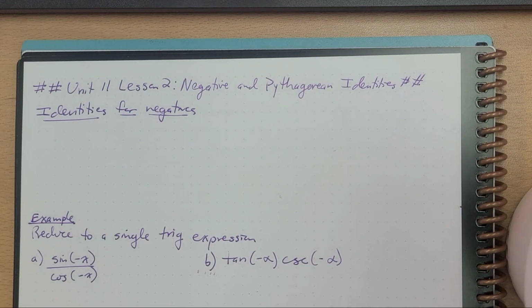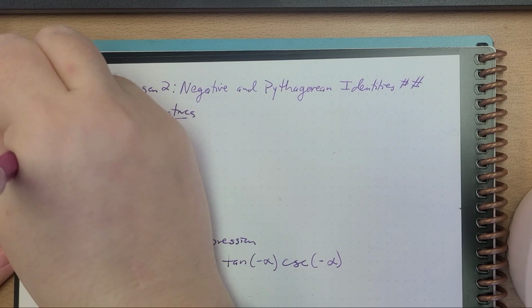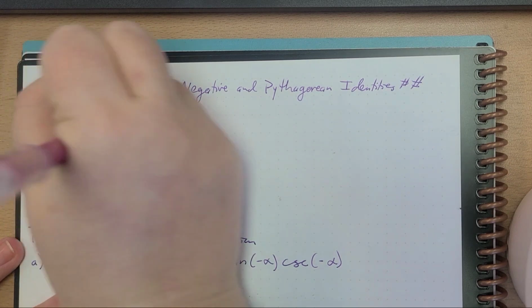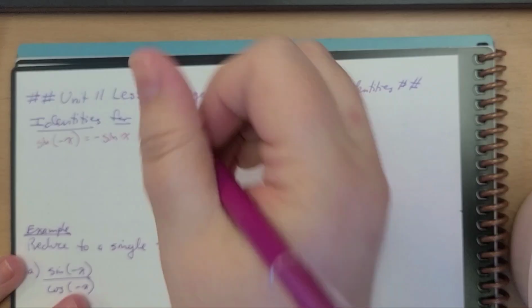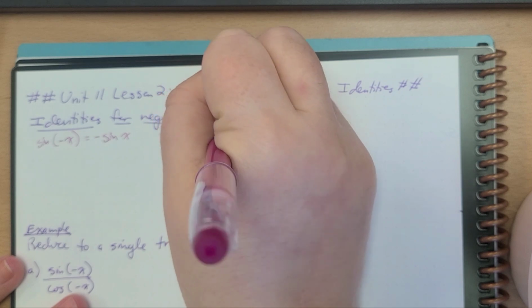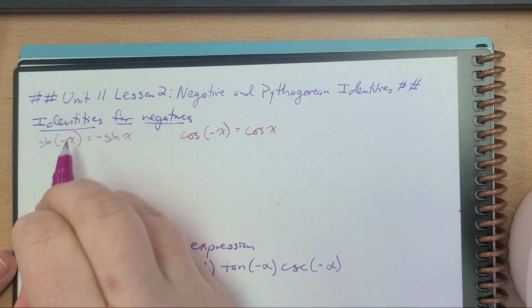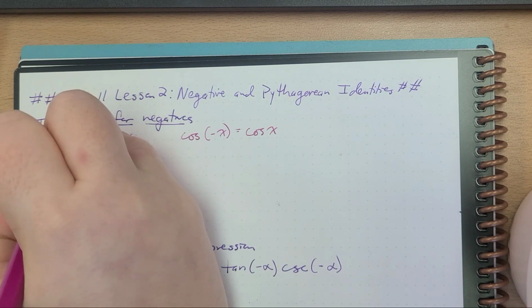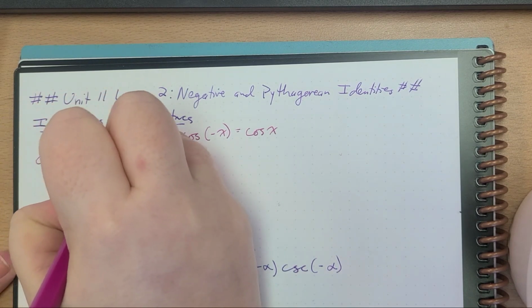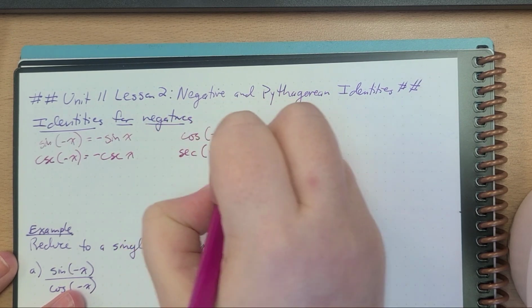Hi, pre-calculus. Today we are going to be talking about negative and Pythagorean identities. So our negative identities are, the first one is that the sine of a negative x is equal to the negative sine of x. The second is that the cosine of a negative x is just equal to cosine of x, right? And these go along with cosecant and secant. So cosecant of a negative x is equal to negative cosecant of x. And along with cosine is secant of negative x is just equal to regular secant of x.